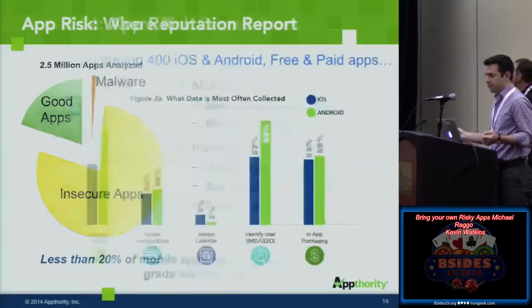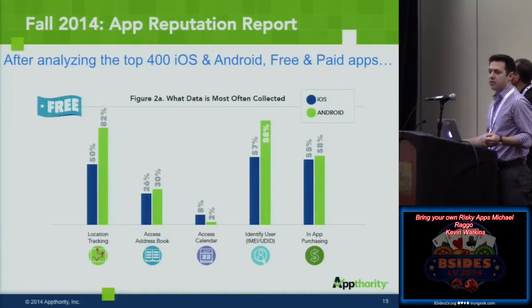So just released this week, we announced our app reputation report, which we publish every 6 months. We looked at the top 400 iOS and Android apps, both free and paid. So we'll do a side-by-side of iOS and Android for free and then for paid.